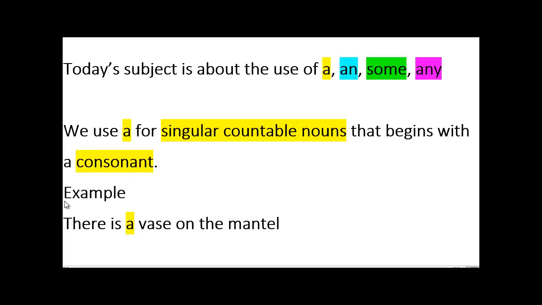Okay, so here is an example. There is a vase on the mantle. We use a because vase is singular and vase is countable. We can say 1, 2, 3 vases, okay? And vase is a noun, okay? And vase begins with a consonant, begins with V. That's why we used a, okay?